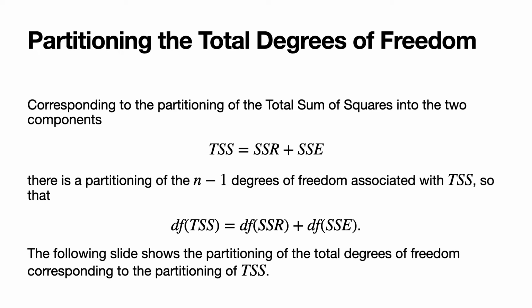Corresponding to the partitioning of the total sum of squares into the two components, SSR plus SSE, there is a partitioning of the n-1 degrees of freedom associated with TSS, so that the number of degrees of freedom associated with TSS is equal to the degrees of freedom associated with SSR plus the degrees of freedom associated with SSE. The following slide shows the partitioning of the total degrees of freedom corresponding to this partitioning of TSS.